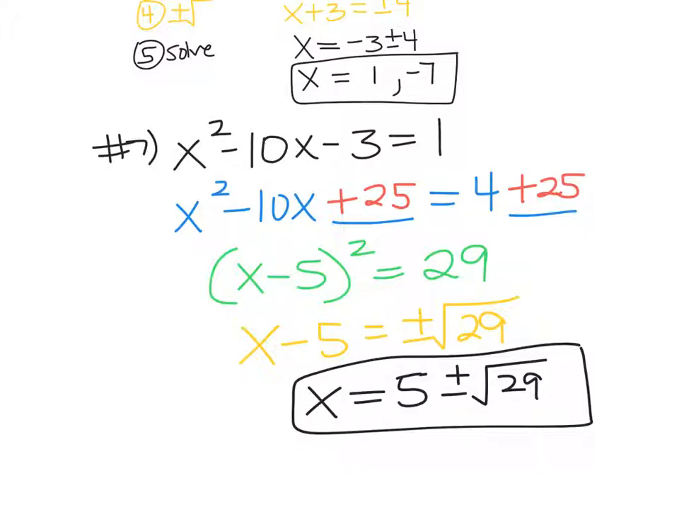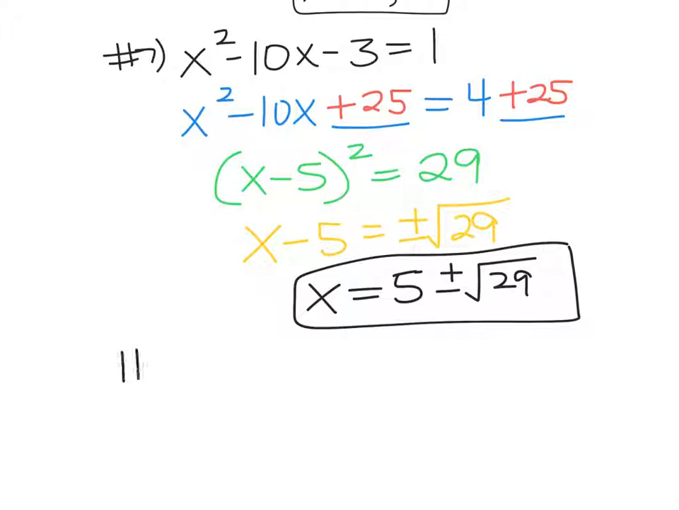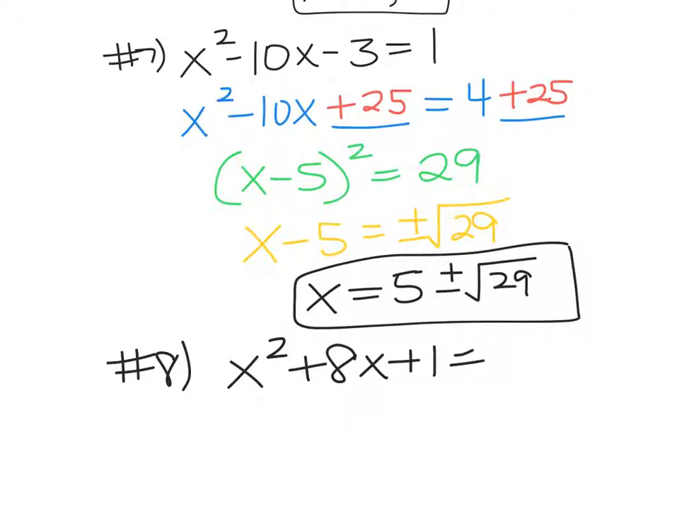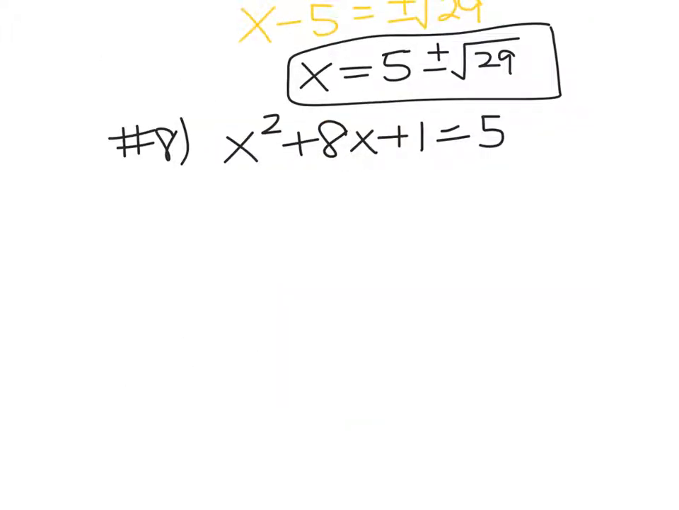Would you like to try one now? Yeah, you would. Thank you, Moira. Number 8. You try this one, all by your cute little self. X squared plus 8x plus 1 equals 5. Try this one. This is your brother's favorite way. Let's do it. All right, first thing, we're going to subtract 1 to the other side. Okay? When you do that, leave yourself a little break here.